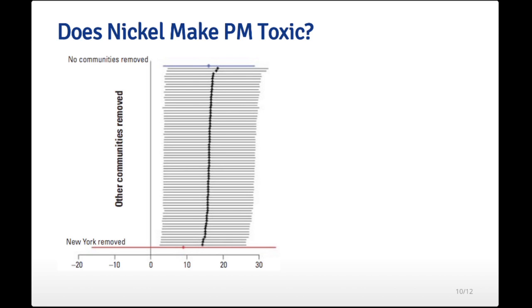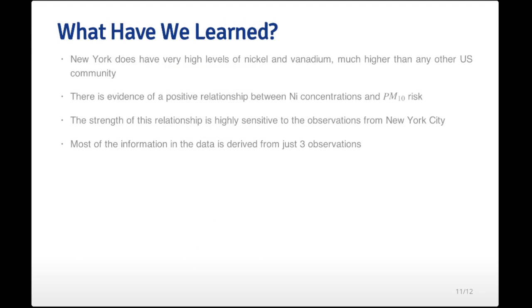However, the red dot and line at the very bottom indicates the slope estimate and the 95% confidence interval when you remove New York. And you can see that when you remove the community of New York, the slope estimate goes down quite a bit, and the confidence interval gets quite a bit wider than all the other dots. And so that's another indication that the slope estimate of that regression line is very sensitive to just having the data points from New York City in there.